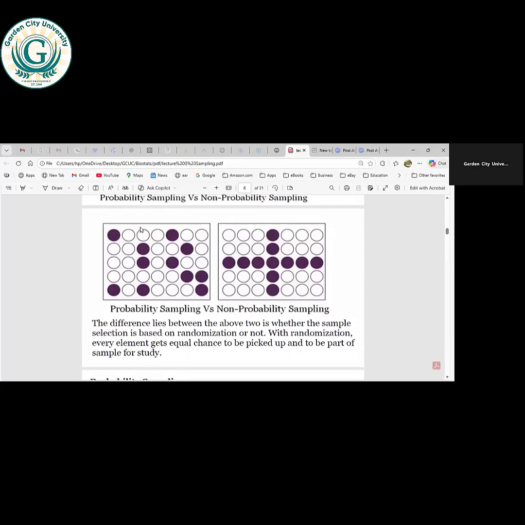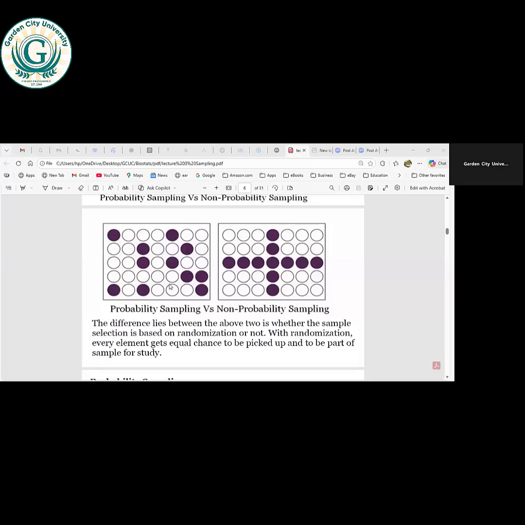So if you look at the sketch, the one on the left-hand side is a representation of probability sampling techniques. And the one on the right-hand side is the non-probability sampling techniques. You can observe that the probability sampling technique gives you a true distribution of the population. Those that you can see in violet, those that we've colored in violet, are the individuals that are being selected.